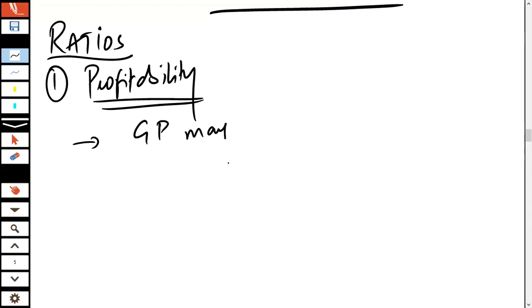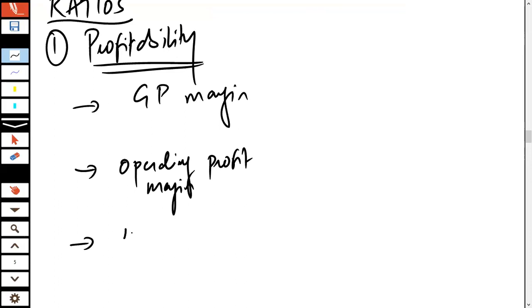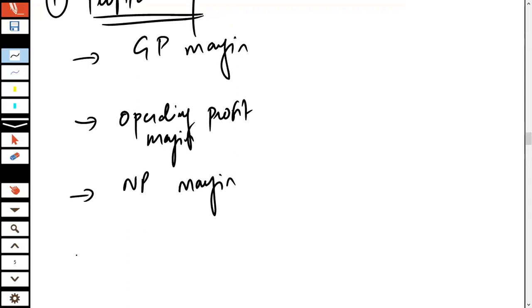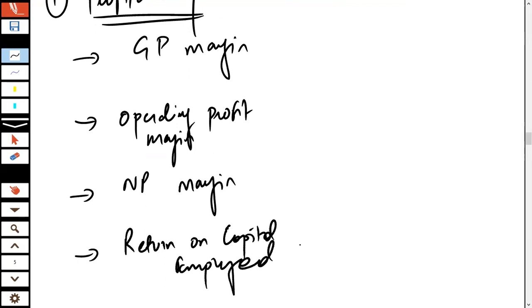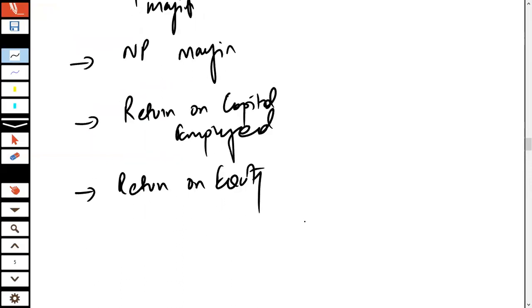You have got the GP margin. You have got the operating profit margin. You have got the net profit margin. You have got the return on capital employed. Then you have got the return on equity. The earnings per share.